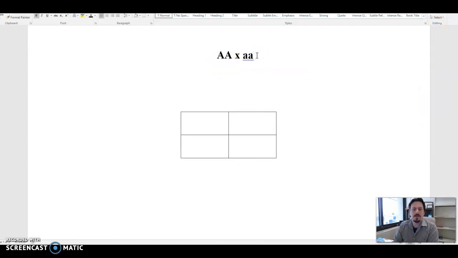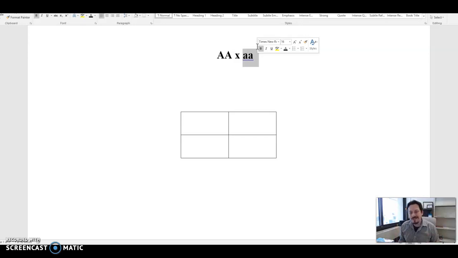So we're going to take this cross, and when we look at a cross like this, we're looking at the genotypic cross. In this cross, we have a homozygous dominant genotype. We know it's homozygous dominant because homo means the same and dominant is the uppercase letters. This is a homozygous recessive genotype. It's homozygous because it's the same, and it's recessive because it's the lowercase letters.